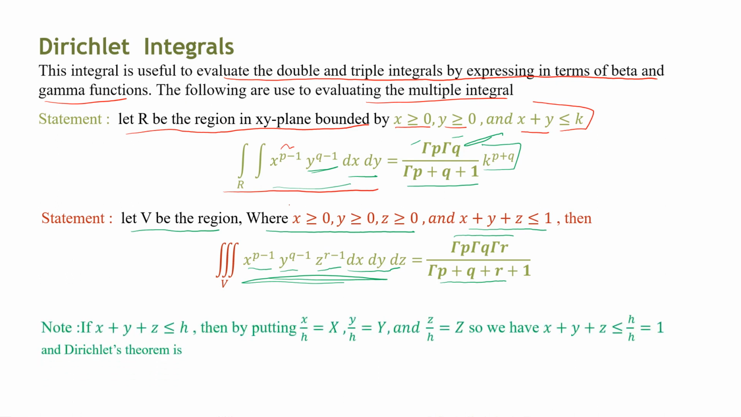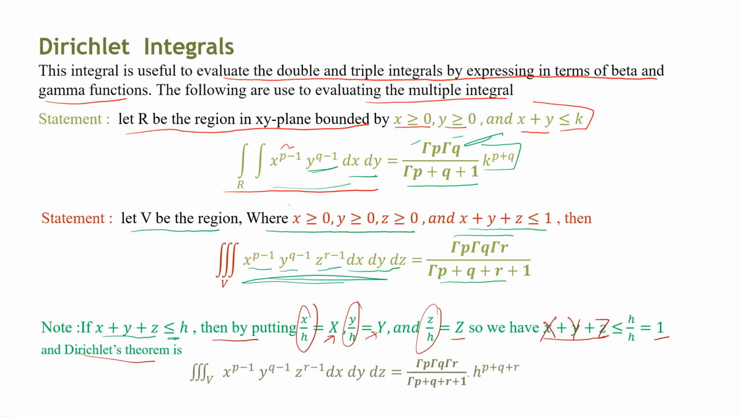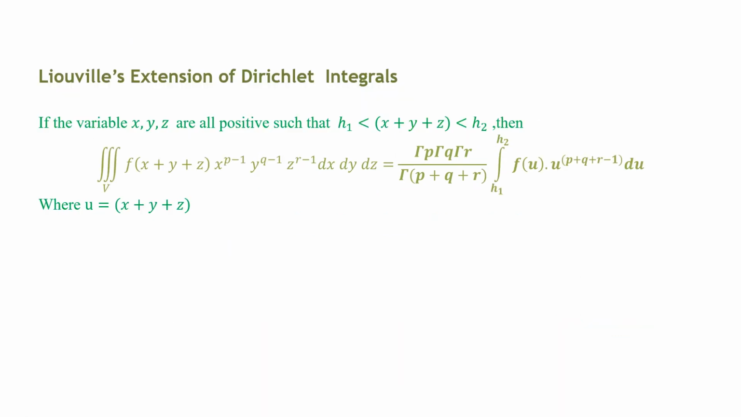There is an important point. Suppose x plus y plus z is less than h. Then by putting x upon h equal to capital X, y upon h equal to capital Y, and z upon h equal to capital Z, we get capital X plus capital Y plus capital Z less than or equal to 1. So we apply the Dirichlet theorem to get the integration, and we just multiply by h raised to power p plus q plus r. This is an extension of the Dirichlet integral, which we call Liouville's extension of the Dirichlet integral.